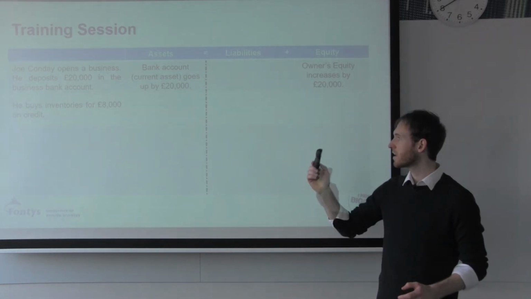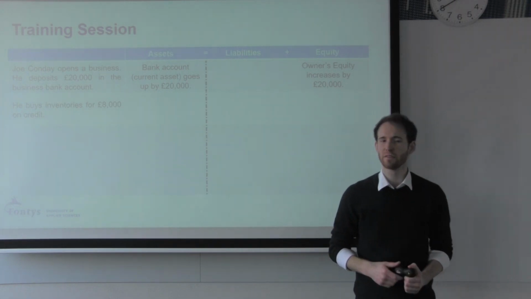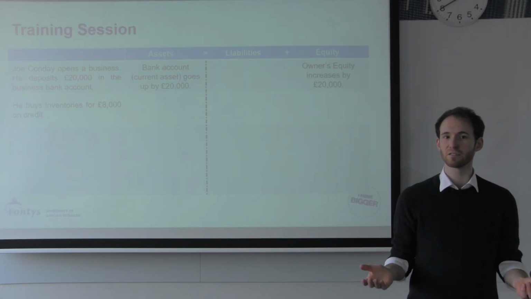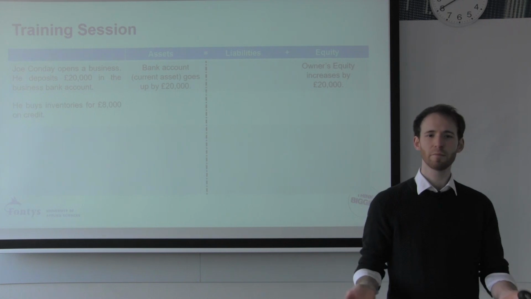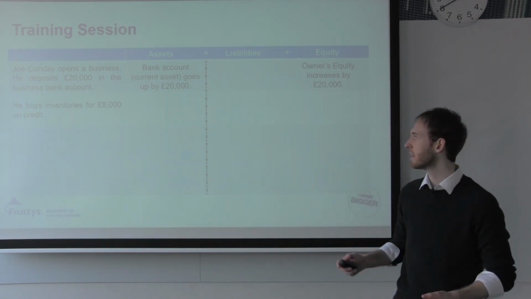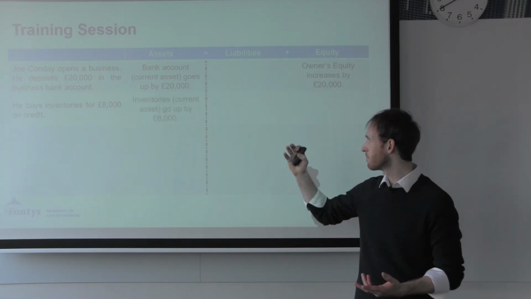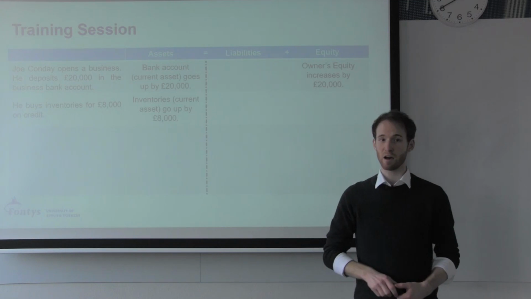So basically he goes to suppliers and says, I want certain types of inventories for 8,000 pounds, but I'm going to pay you later. Or the supplier says, you can pay within 30 days or something like that. Inventories are current assets. He puts them in stock, and they go up by 8,000.